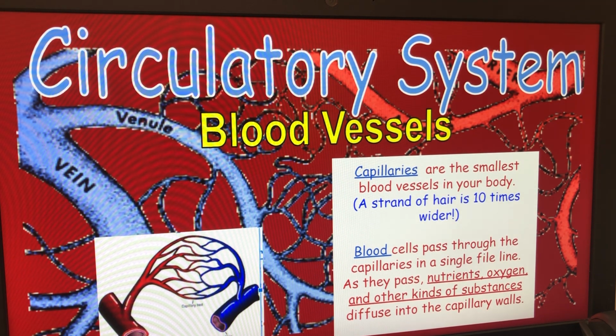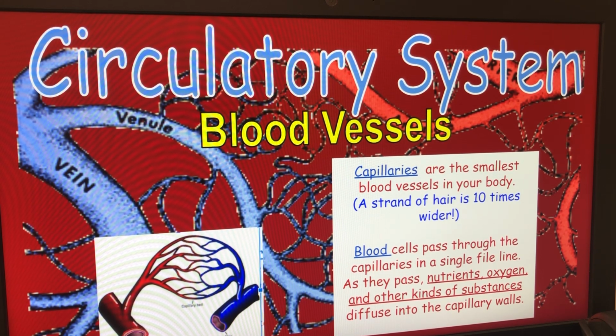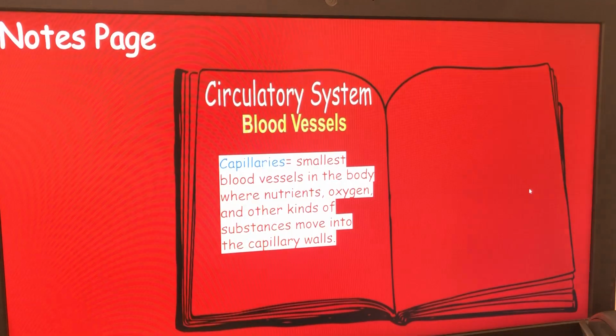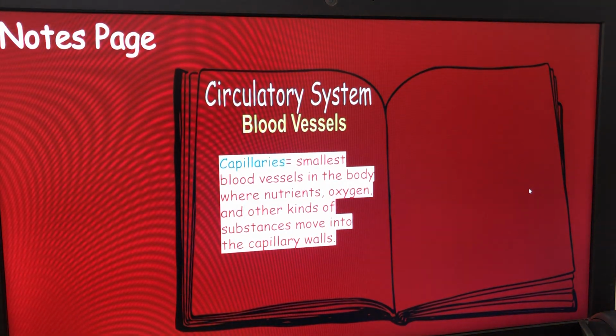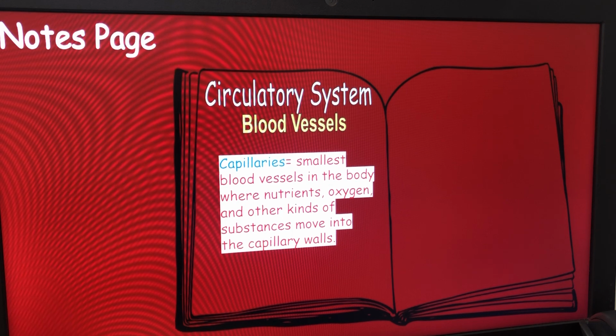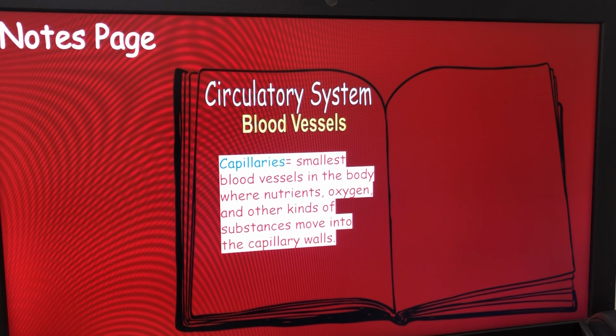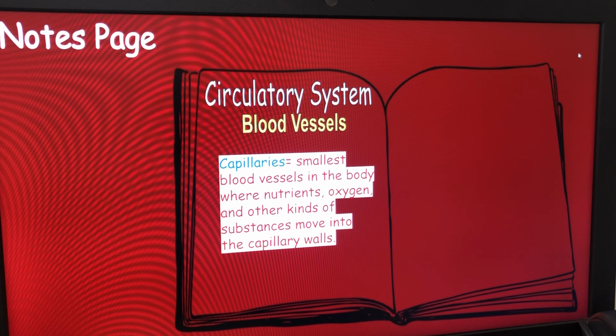So again, blood cells pass through the capillaries in a single file line. As they pass, nutrients, oxygen, and other kinds of substances diffuse into the capillary walls. Making a notes entry, capillaries equal the smallest blood vessels in the body where nutrients, oxygen, and other kinds of substances move into the capillary walls.